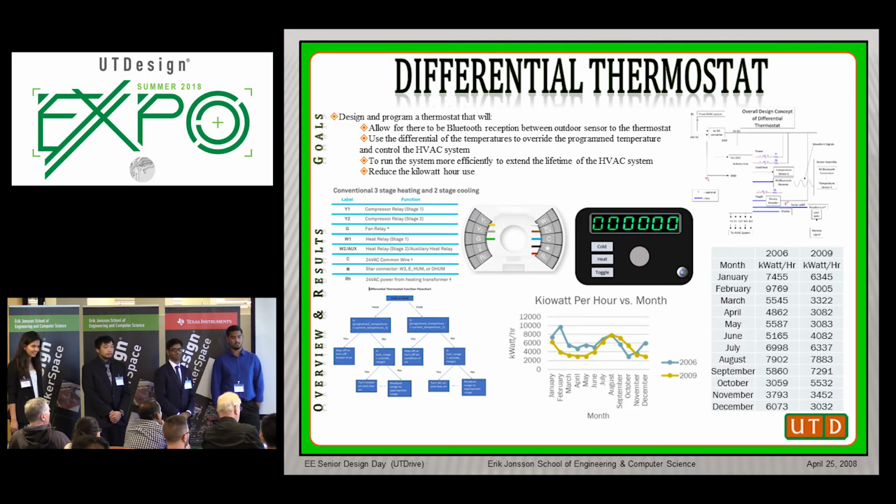Can you explain to me briefly what it is about differential thermostat measurements that will allow you to reduce kilowatt-hour use, other than the obvious that we decide not to run the AC as much because we're at a really hot time of the day? Right, so there's that.